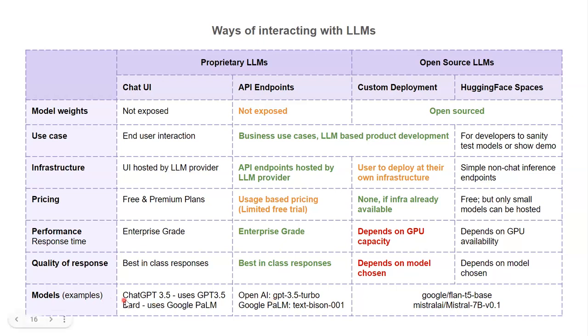So you can see here, ChatGPT 3.5 uses the GPT 3.5 model, and Bard uses the Google Palm model. So when you say ChatGPT 3.5, that's the UI, and Bard is a UI. Whereas here, the endpoint from OpenAI for GPT 3.5 is GPT 3.5 Turbo. Similarly, for Google Palm, it's text bison 001. For open source LLMs, these are from the Hugging Face model repository. So you can see those here.